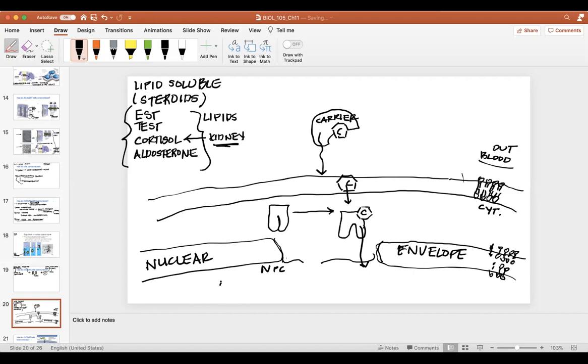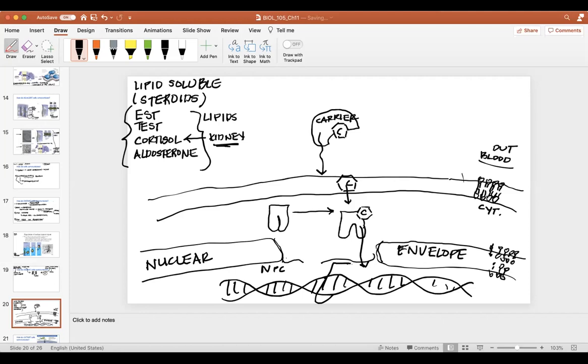Once inside the nucleus, what it does is, I'm going to draw some DNA here. Can y'all see this is DNA? This receptor is going to travel to the DNA. It is going to find target genes that need to be adjusted, and it is going to work to turn those genes on or off. I'm trying to draw this so it looks like it's bound on top of this DNA.